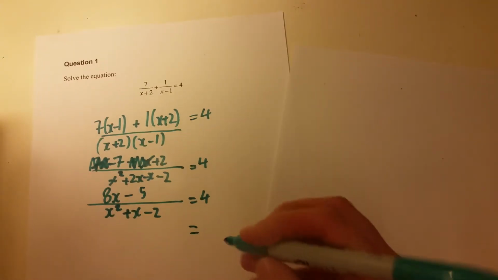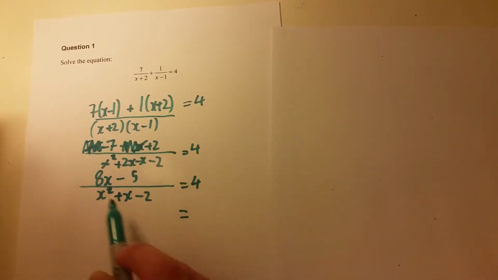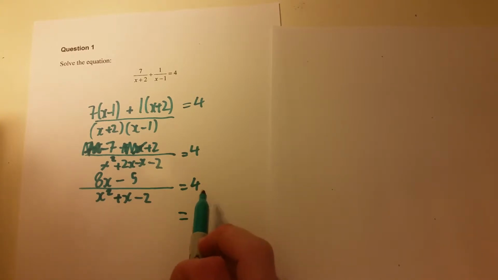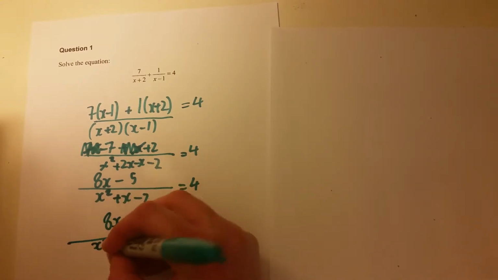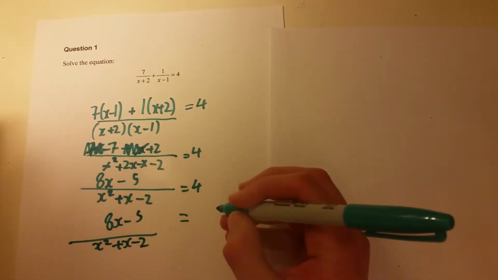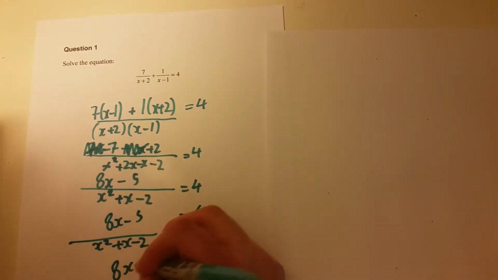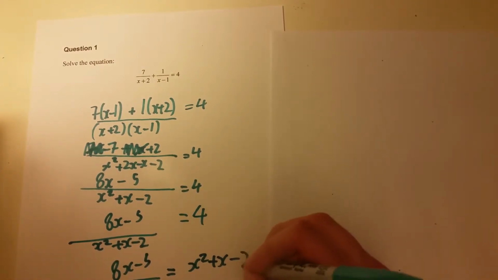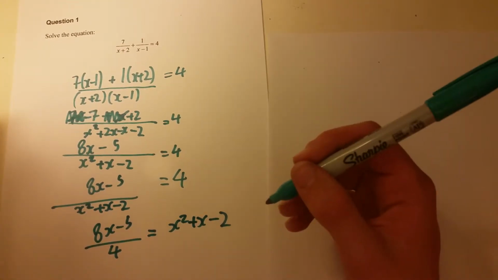There you go. Now there's a very sneaky trick you could do when rearranging algebra, and that's to swap the answer with the bottom of the fraction. Now, 8x minus 5 divided by x squared plus x minus 2 is 4, but 8x minus 5 divided by 4 is equal to x squared plus x minus 2. So I've just swapped those two around and the equation is still valid.